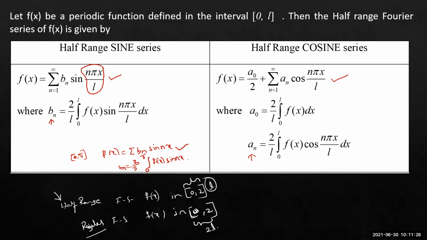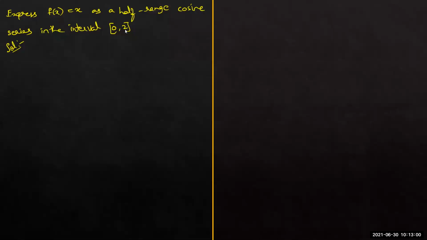Now let me just move on to a question. You're given one function, that's the question. You're asked to express the function f(x) = x as a half range cosine series. Concentrate on that word, half range. When you are asked to write the half range series, you need to take the length of this interval as L, right? Last time, when it was a regular Fourier series, we took the length of interval as 2L, but now here it should be only L. Now keeping that in mind, I'm just writing all these things.